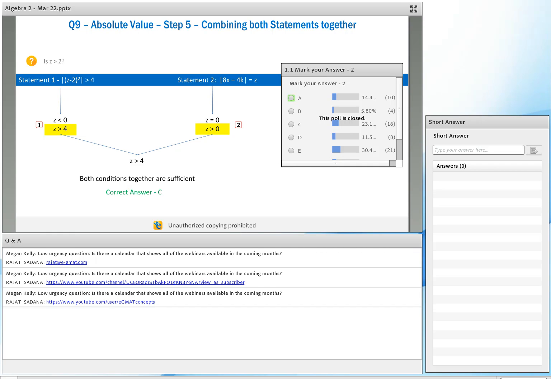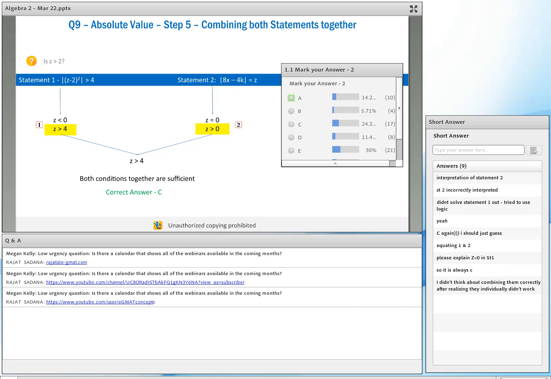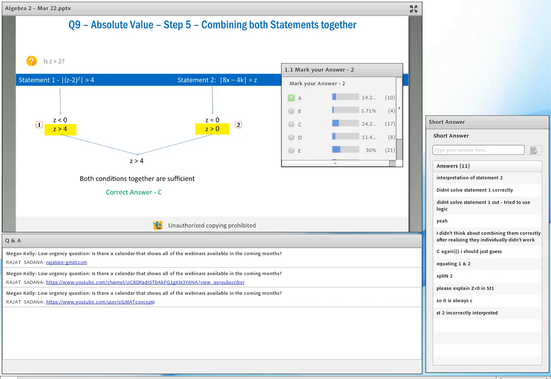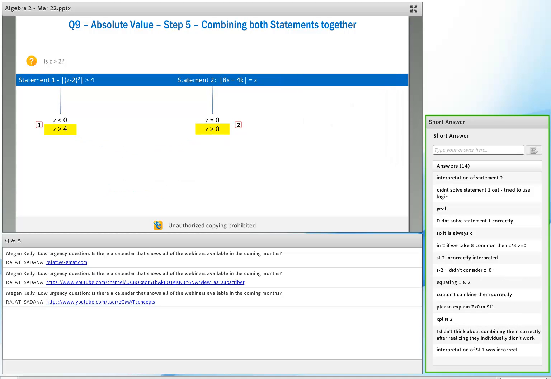Now, where did you make a mistake? Did not interpret statement 2 the way it should have been interpreted. No, you shouldn't guess. Please don't guess. You didn't think about combining them correctly. Interpretation of statement 2. Did not solve statement 1 correctly. Let me just go back to statement 1 once again.